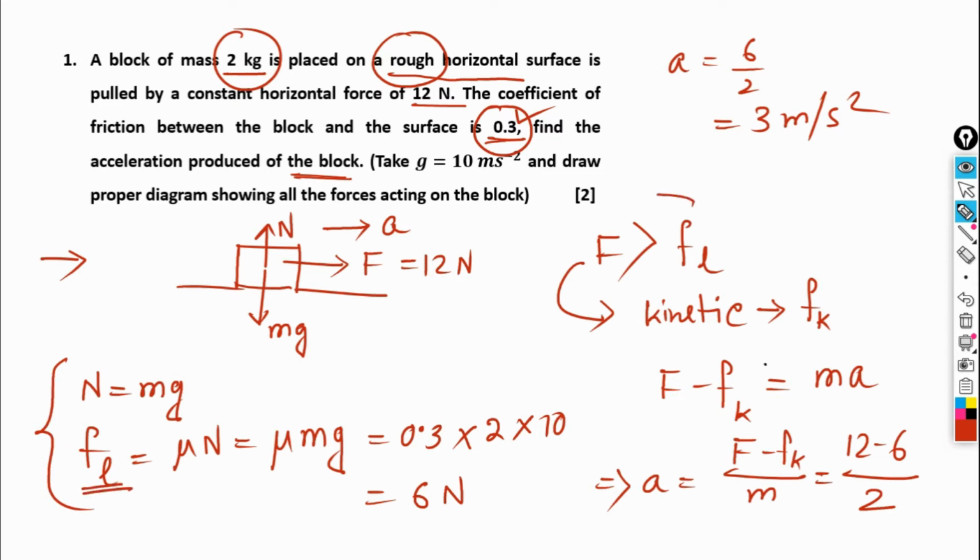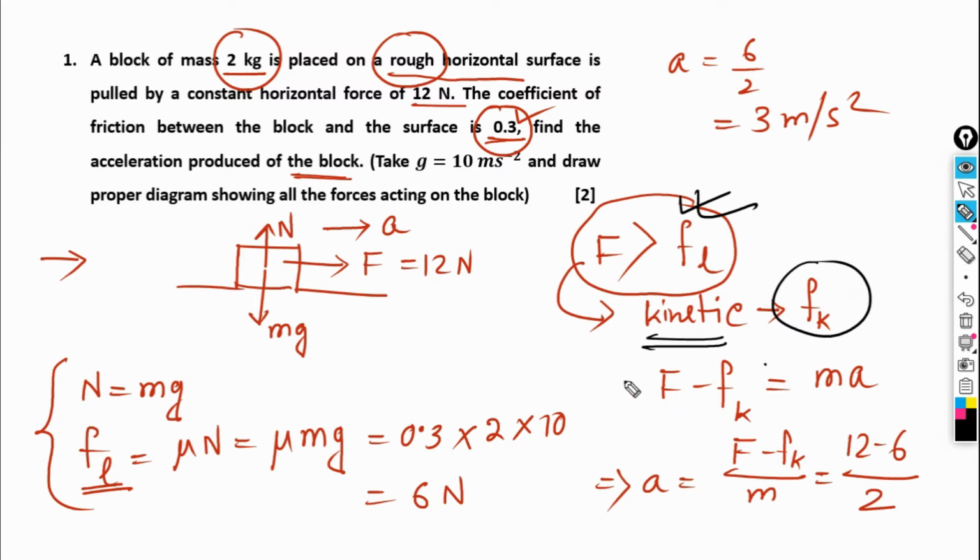So first of all we have to check FL. If F, the applied force, is greater than FL, the condition will be kinetic, and friction will be kinetic friction. It is not mentioned whether this is the coefficient of kinetic or static, so we can use Fk equal to FL. Our equation will be F minus Fk, the resultant force, because Fk will act in this direction. So F minus Fk equals mass into acceleration. Put those values and you will get acceleration equal to 3 meter per second square. Clear? Come to the second question.